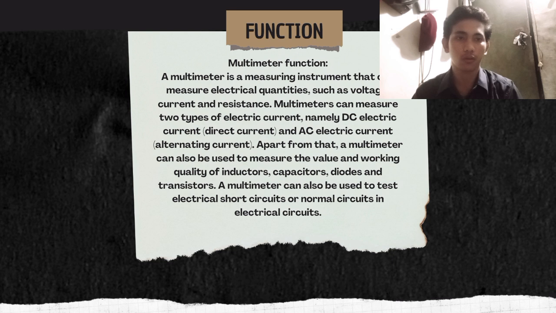And the next is functions of multimeters. A multimeter is a measuring instrument that can measure electric quantities such as voltage, current, and resistance. Multimeters can measure two types of electric current, namely DC electric current or direct current and AC electric current or alternating current. Apart from that, a multimeter can also be used to measure the value and working quality of inductors, capacitors, diodes, and transistors. A multimeter can also be used to test electric short circuits or normal circuits in electrical circuits.